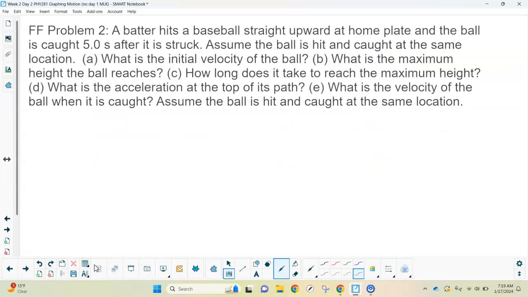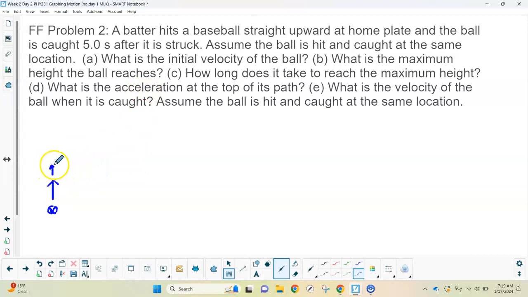This one has several parts to it, so it's kind of testing you conceptually, and this is the last one for today. It says a batter hits a baseball straight upward at home plate. So the baseball is hit upward, and the ball is caught 5 seconds after it is struck. We're going to assume that the ball is hit and caught at the same location and same height.